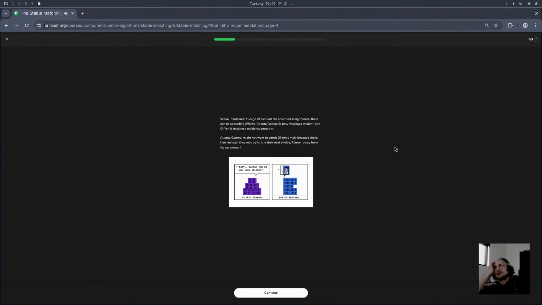When Preety and Chicago Clinic flout the specified assignments, there could be cascading effects. Atlanta General is now missing a student, and Key Yen is missing a residency program. Atlanta General might not want to admit Key Yen simply because she is free. Instead, they may try to lure their next choice, Ramon, away from his assignment.